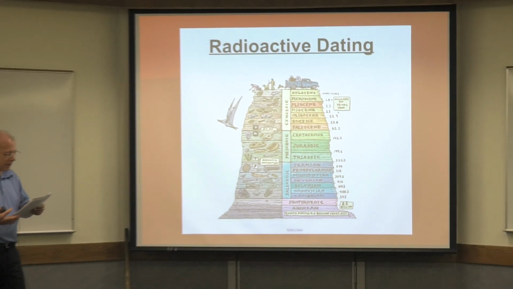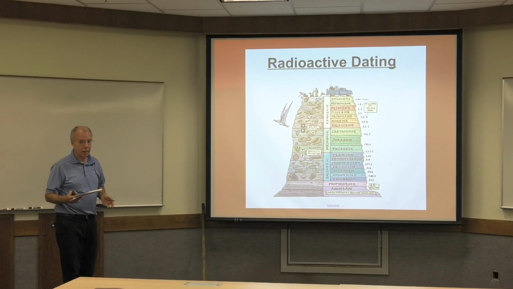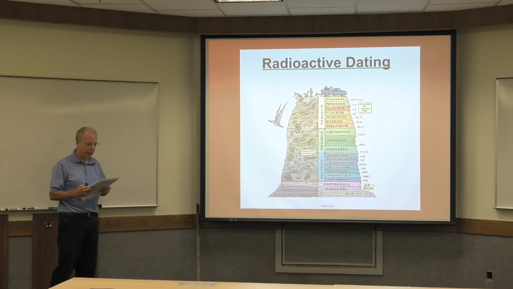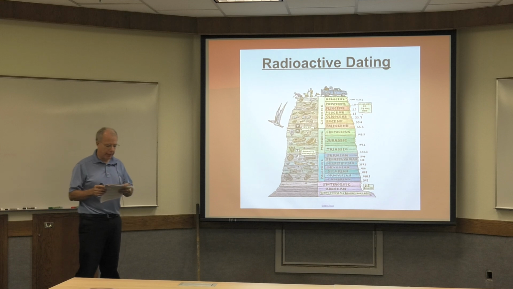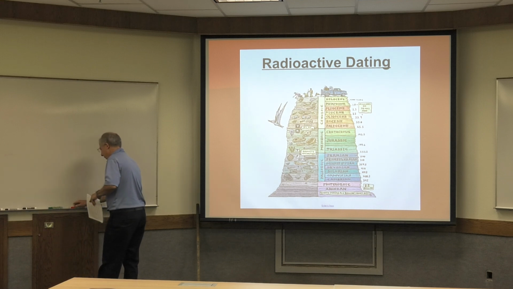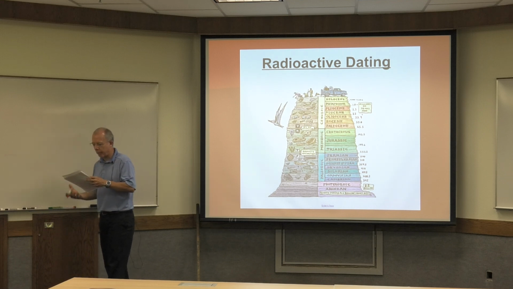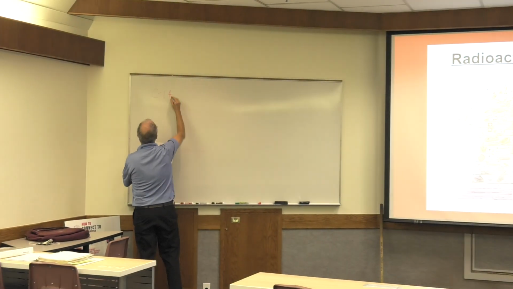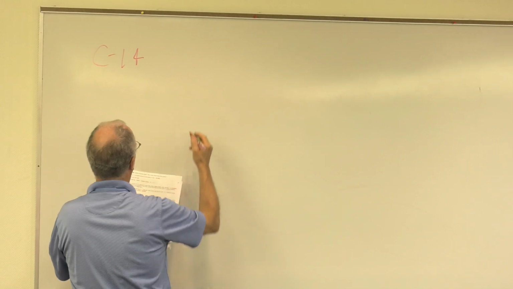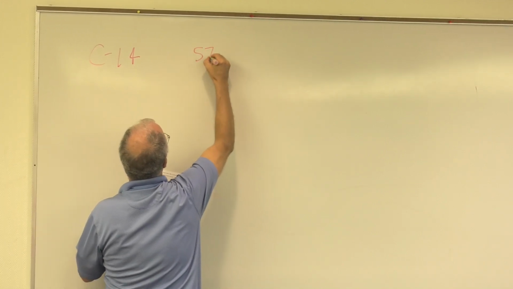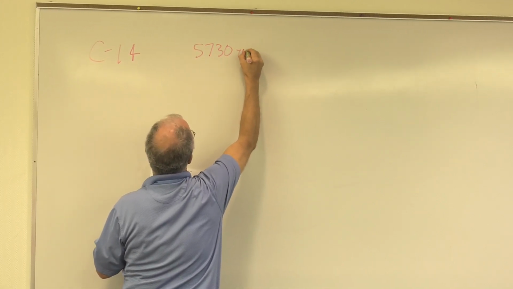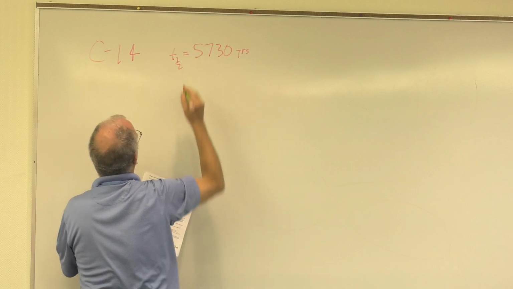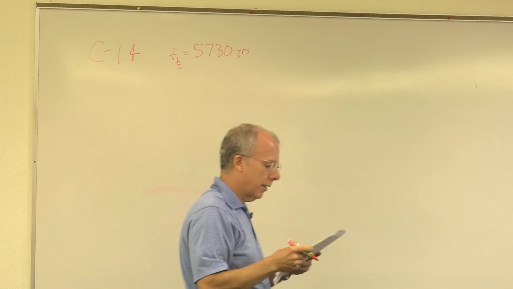All right, now we'll discuss a use of radioactivity, radioactive dating. I'm sure you've heard of that. So let's talk about carbon dating. The isotope used for carbon dating is carbon-14. Carbon-14 has a half-life of 5730 years, 6,000 years. So the half-life is almost 6,000 years.